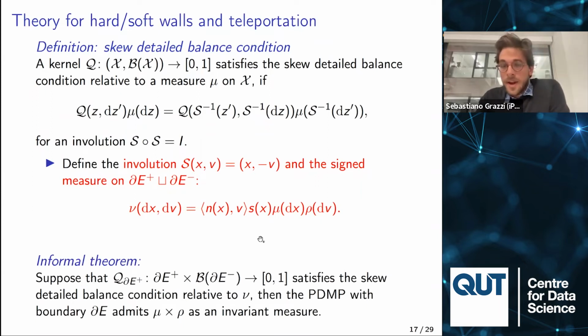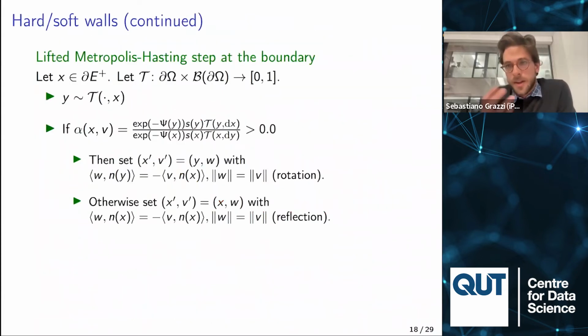Now, you have an informal theorem, which is: if the process satisfies the skew detailed balance condition relative to this measure, then the PDMP with boundary ∂E admits mu times R as an invariant measure. It maybe looks not easy, but it's quite an easy condition to be satisfied. And actually, we can just straight away write down an algorithm.